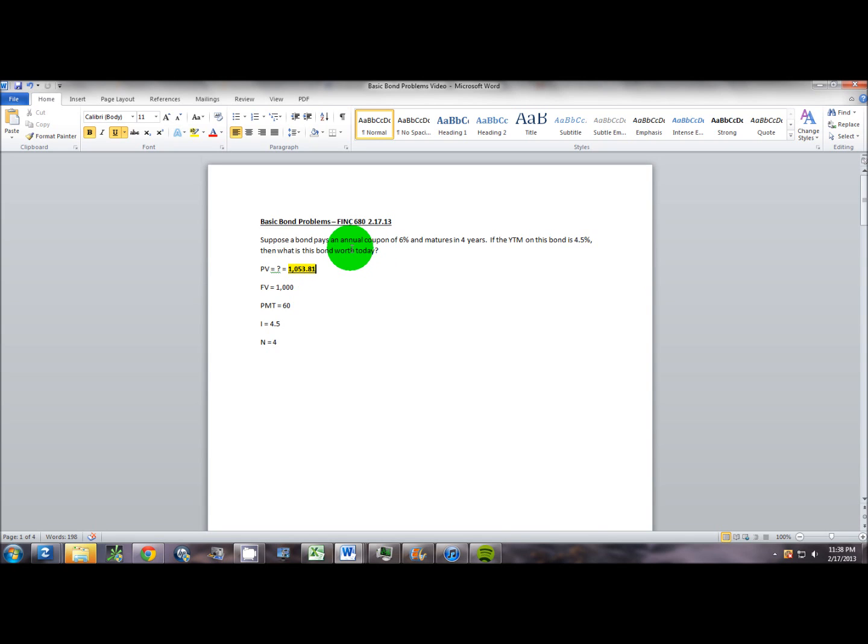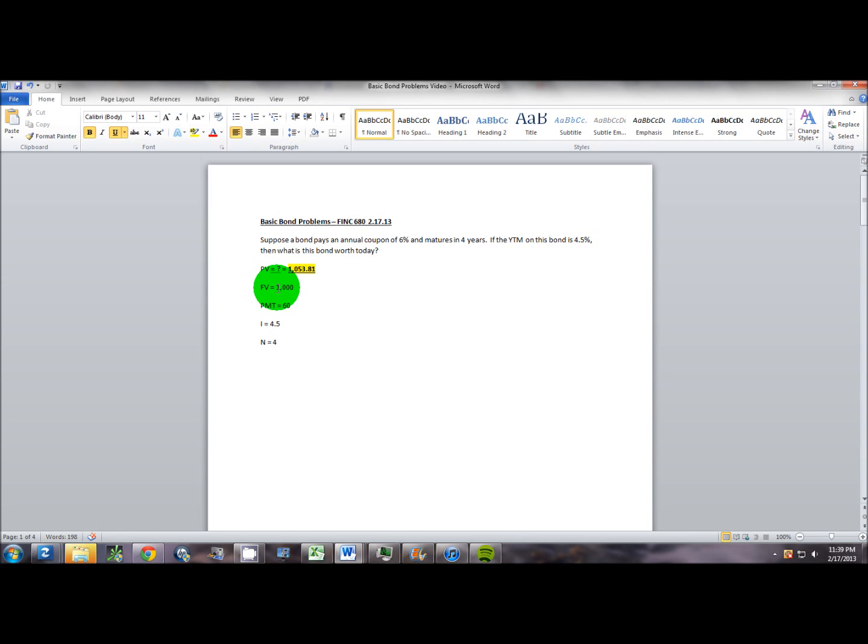So you want to be comfortable with a few different ways that we could phrase you're trying to find the present value of the bond. What is the bond's price today? What is the bond worth today? What is the bond's current value? All these things would lead you to think, I think I'm looking for a present value. And that is indeed the case here.